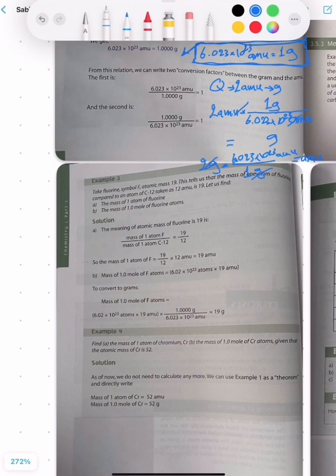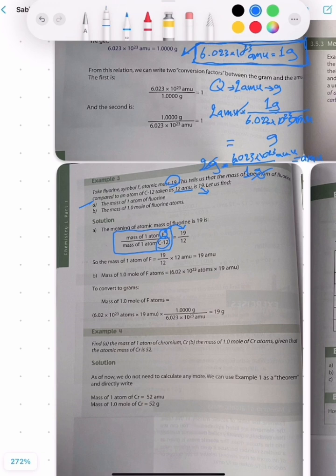Let's take an example. Example number 3: take fluorine, symbol F, atomic mass 19. Tell us the mass of one atom of fluorine compared to carbon-12, taken as 12 AMU. Fluorine is 19 AMU, so this is the atomic mass of fluorine. Let us find A, the mass of one atom of fluorine, and B, the mass of 1 mole of fluorine. Let's do A first. You get the ratio when you compare it to carbon-12, so you have fluorine divided by carbon-12. So how much is it for fluorine, the atomic mass, or the mass of one atom?